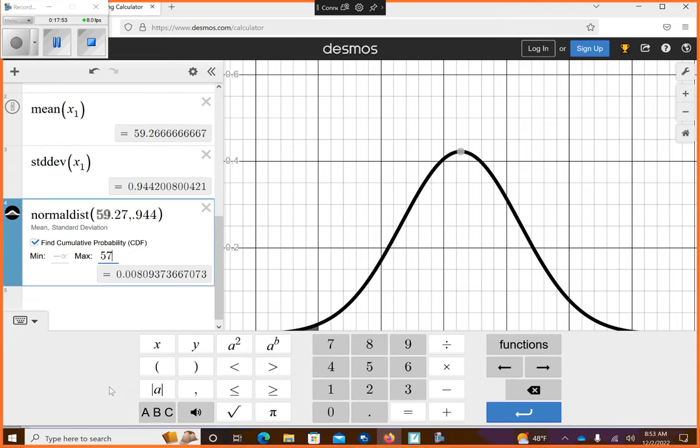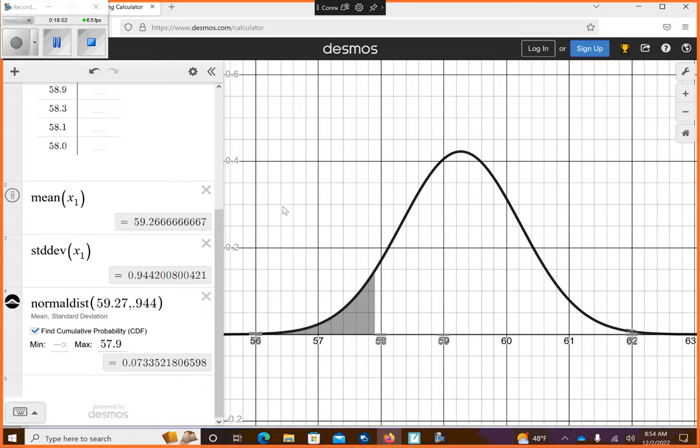57.9. Okay. So based on your data, if that was truly your swim data, because we collected data on you, this means you have a 7.3% chance of making that time or better. So there is a shot, right? So that right there is like a real sports statistic.